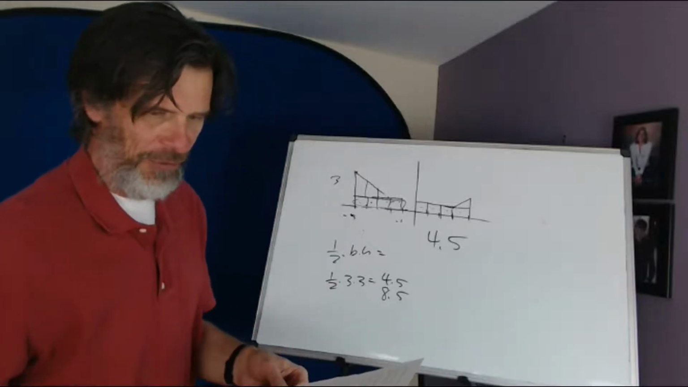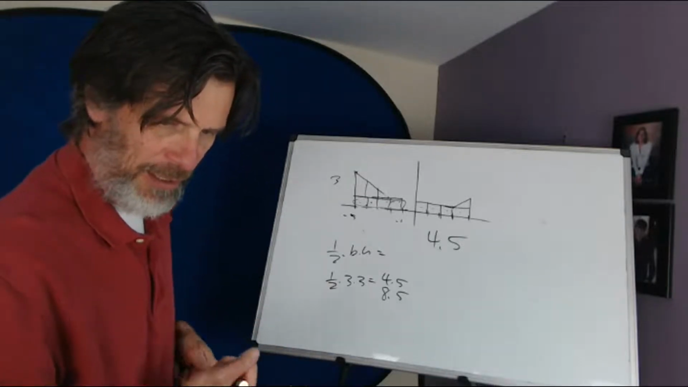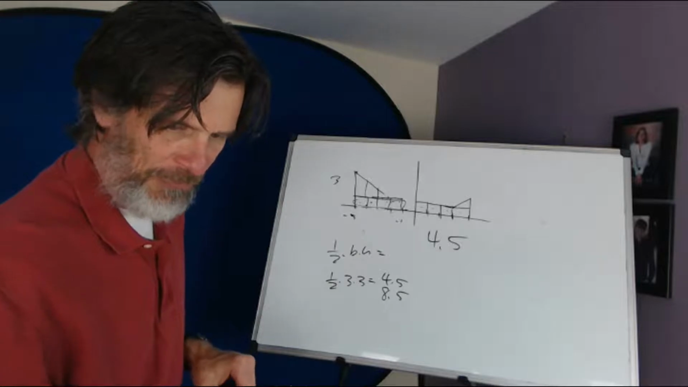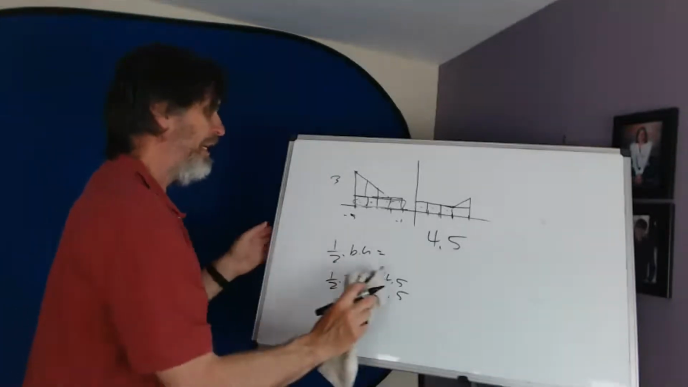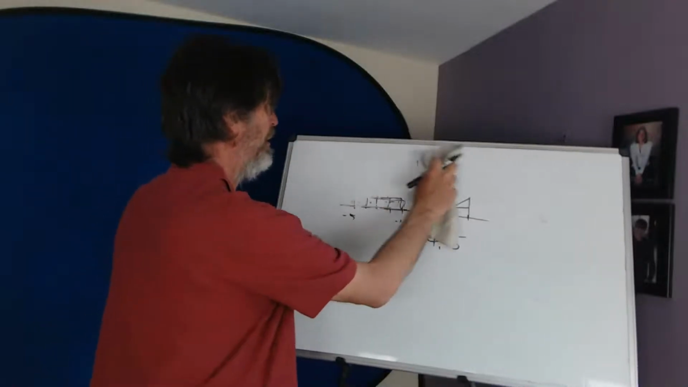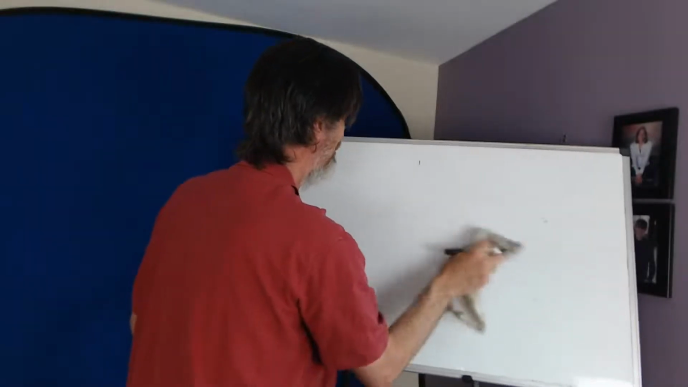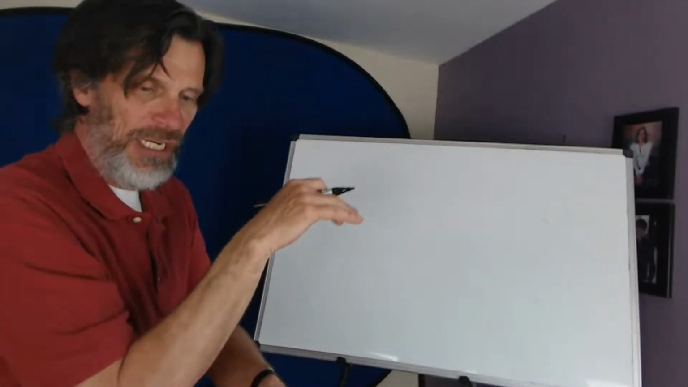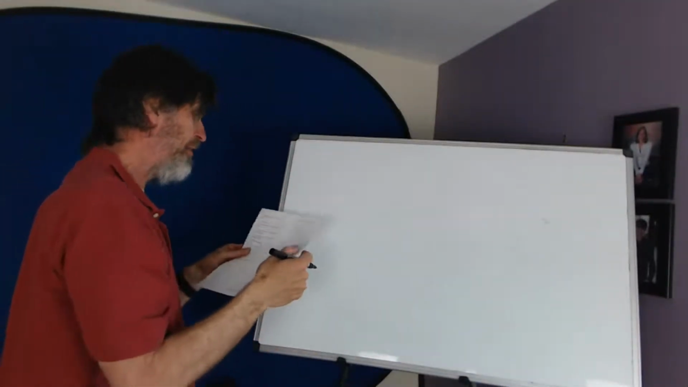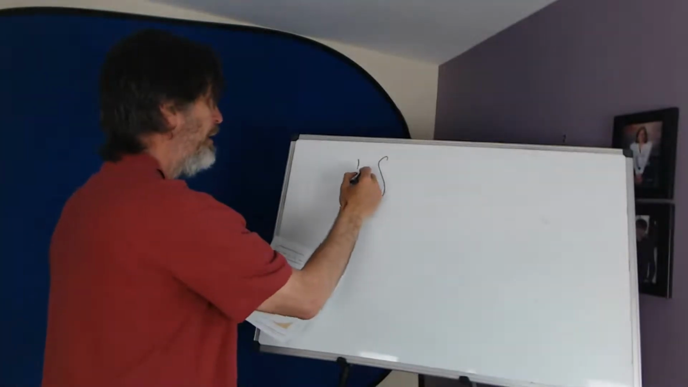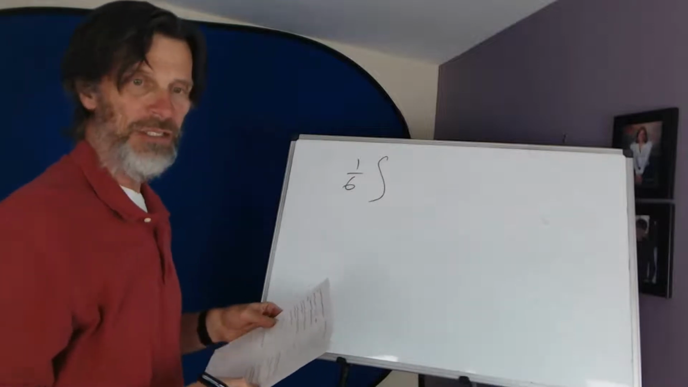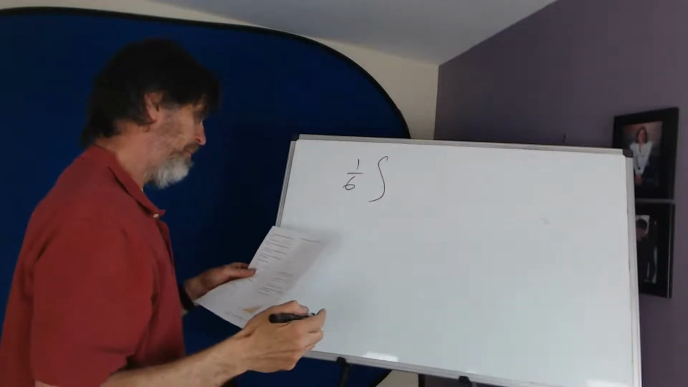Find the average value of that function from -2 to 4. Well, the average value is 2 calculation steps. The first one, you find the area under the curve, and then you average it out by dividing by the length of the curve. So we're going from -2 to 4. That's 6 units wide, so it's 1/6.